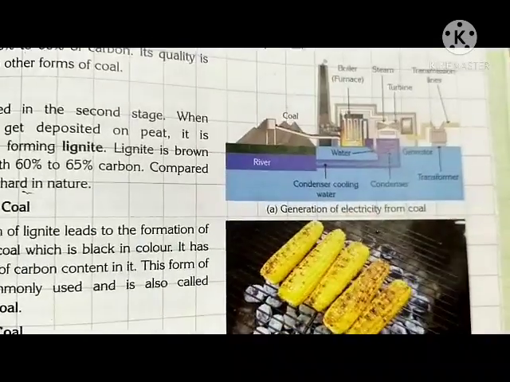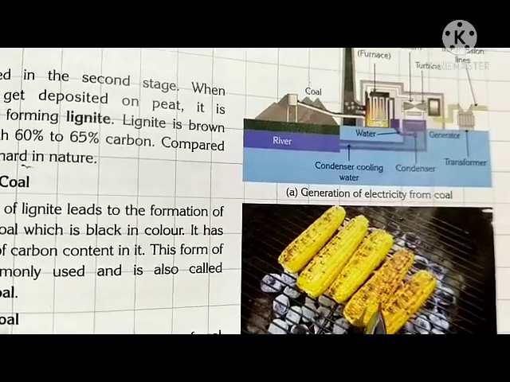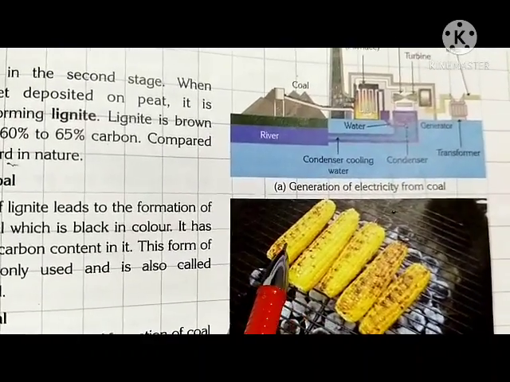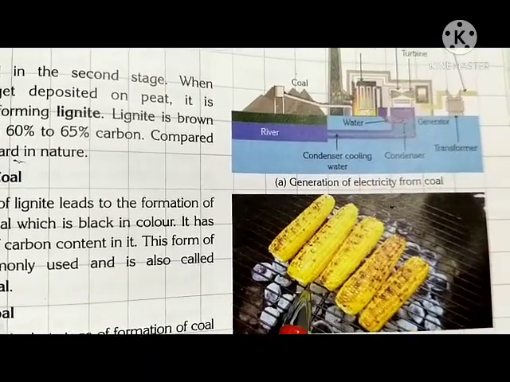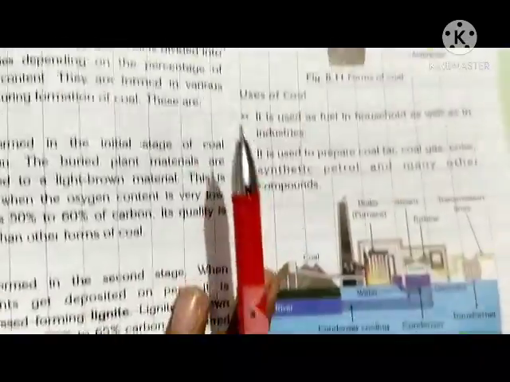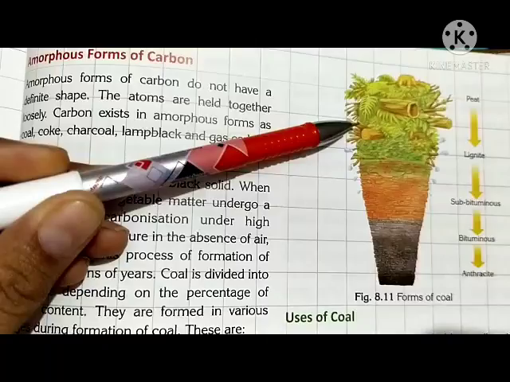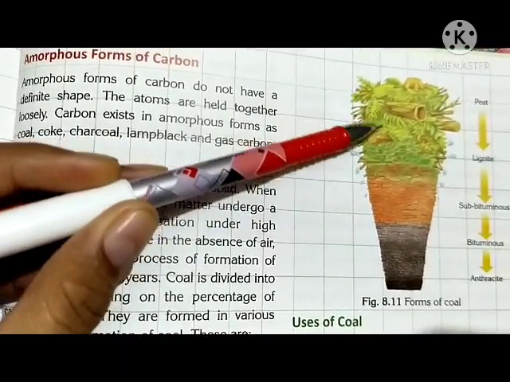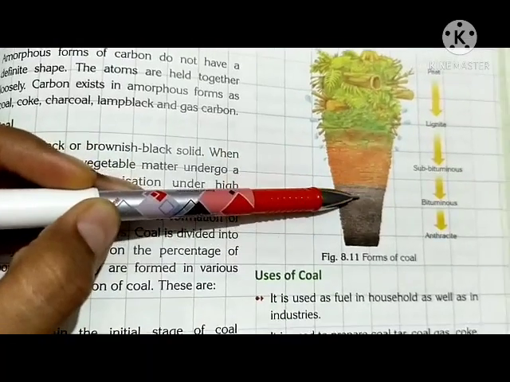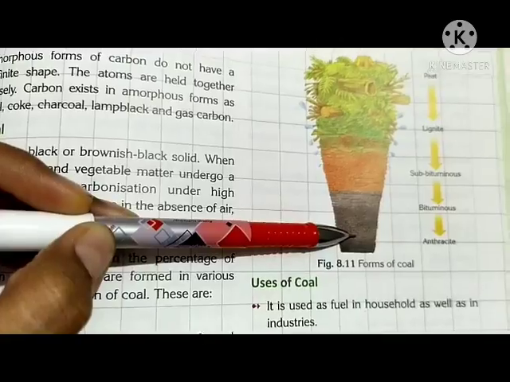Now here you can see a picture showing that food is cooking with the help of coal. Maize is burning above the coal. And this picture shows the plants and trees, the peat stage, then lignite, subbituminous, and bituminous, then anthracite.